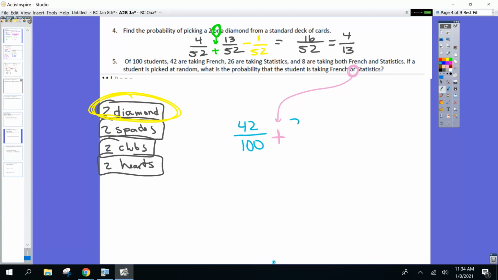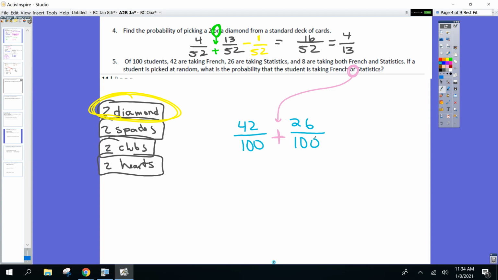26 out of 100. Now we've got to be careful when we're doing an "or" one, right? Is there anybody we're counting twice? How many are taking both?